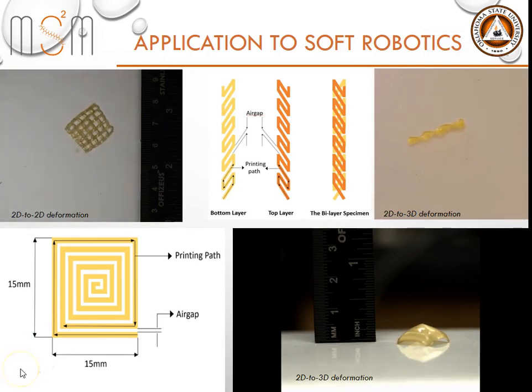Next, we have a flat rectangular LCE strip that turns into a helix with the application of heat. This is an example of 2D to 3D deformation. We achieve this complex actuation by printing two layers at supplementary angles to each other.